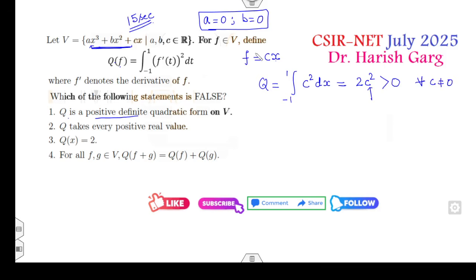If c becomes 0, then your f will also become 0. This means Q is a positive definite quadratic form, but we need a false statement, so that is a correct statement. So this option is cancelled.